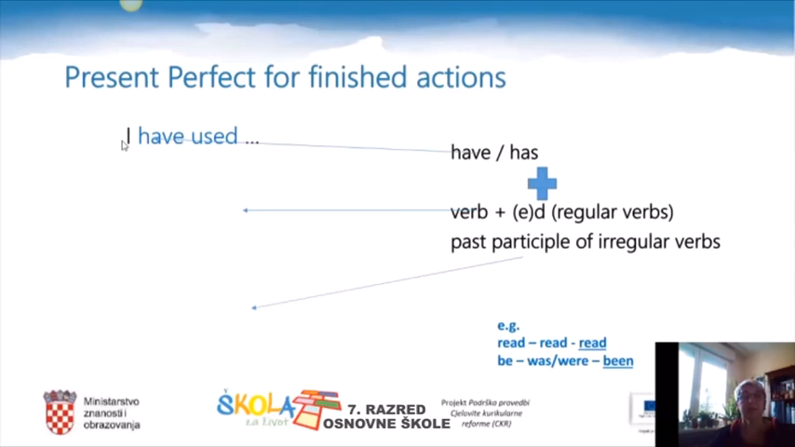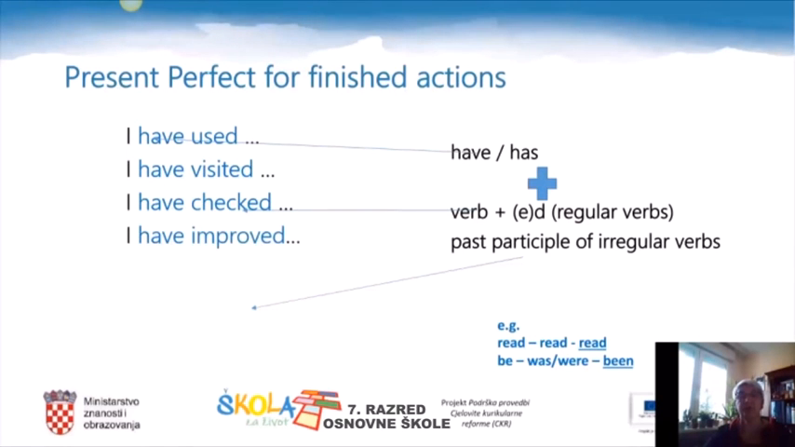It is after the subject here. You can see it. And then the verb use is a regular verb. That's why we just add the ending: use, used. I have used an app for learning a foreign language. Or you can say I have visited a virtual world. I have checked the weather forecast. I have improved my language skills.